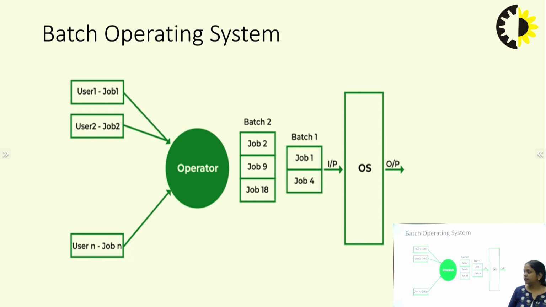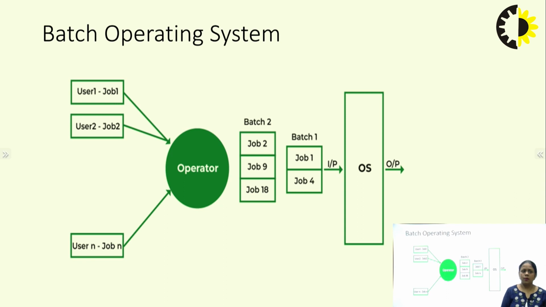You can see here the user jobs are submitted to the operator. Now this operator will divide these jobs into batches. You can see batch 1 and batch 2. In batch 1, we have similar types of jobs, job 1 and job 4, that is why they are in batch 1. And in batch 2, you can see job 2, job 9 and job 18 are similar types of jobs, that is why we have them in batch 2.